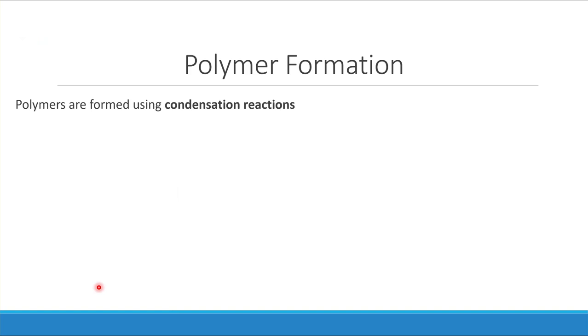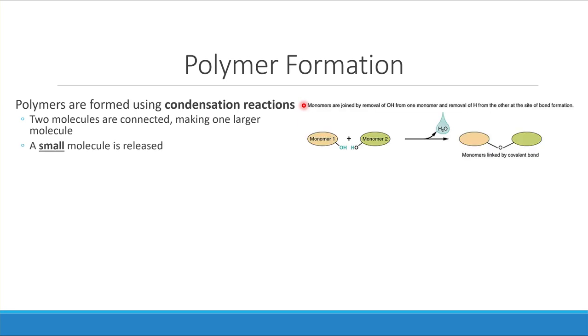Let's talk about the way that we go from the small pieces, the monomers, into the large pieces, the polymers. We use a type of chemical reaction called condensation reactions. In condensation reactions, we pull together two smaller molecules to make something large. We're condensing them down to one thing. When we do a condensation reaction, we're also always going to release some kind of small molecule.